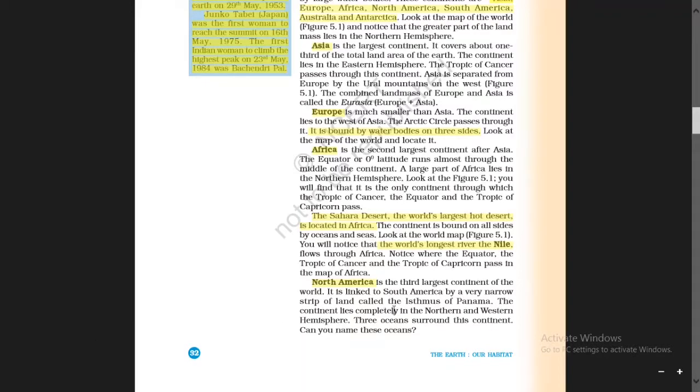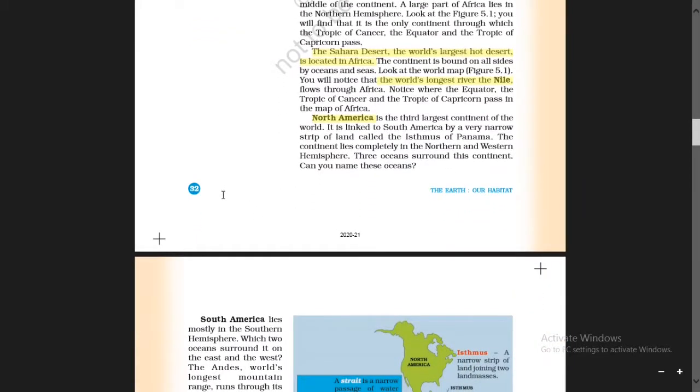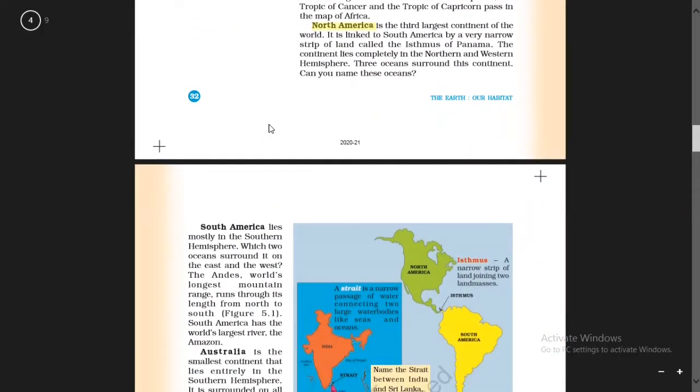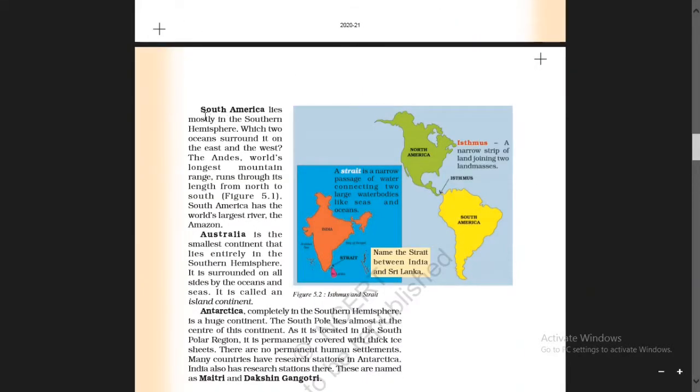The continent lies completely in the northern and western hemisphere. Three oceans surround this continent. So, this North America is surrounded by three oceans. Can you name these oceans? Boys, you must know. North, it is surrounded by the Arctic Ocean. East is surrounded by the Atlantic Ocean. And west is surrounded by the Pacific Ocean. So these are the three oceans which surround this continent. You must know it. Let us see the next page.